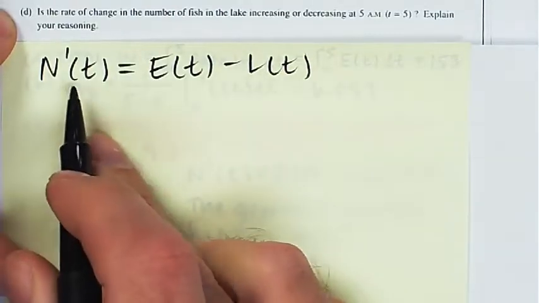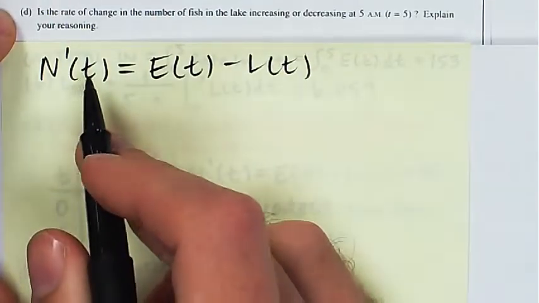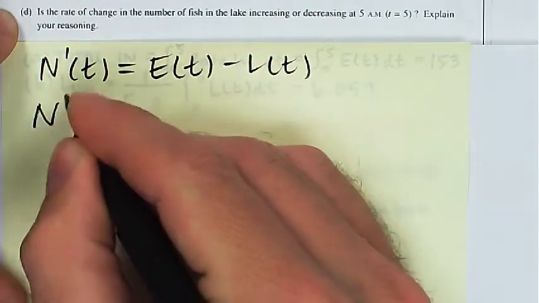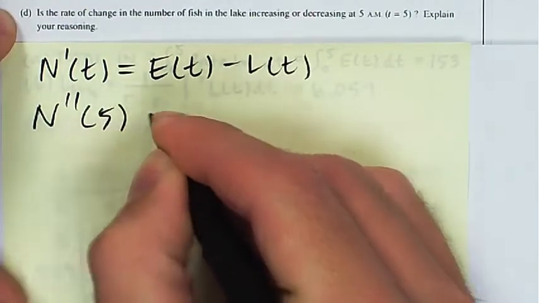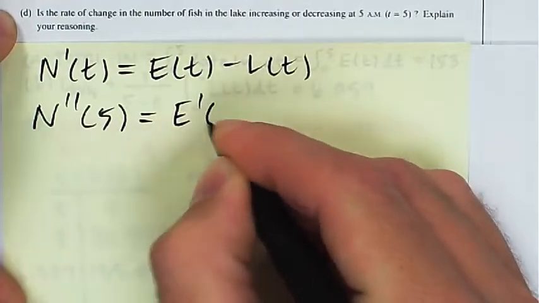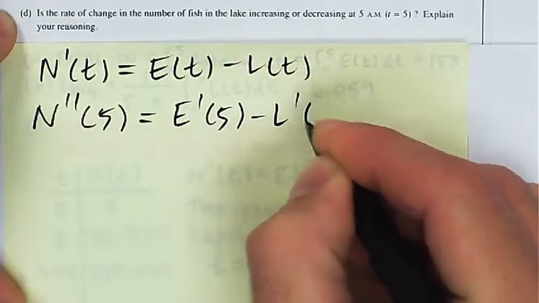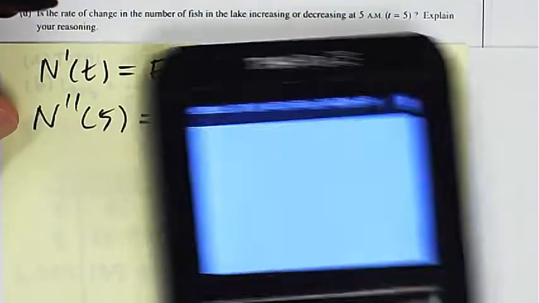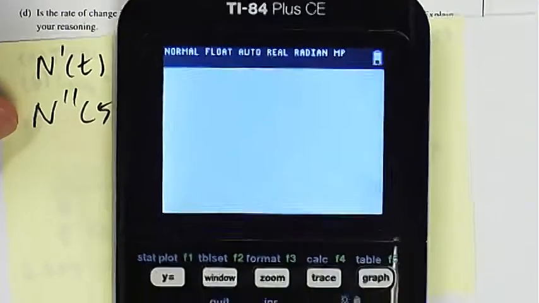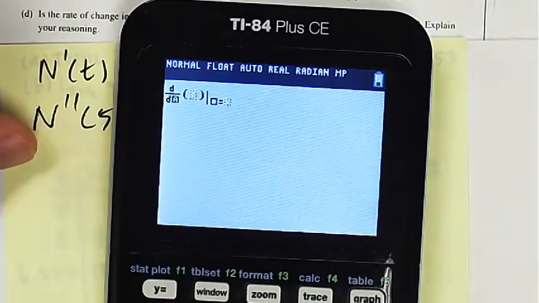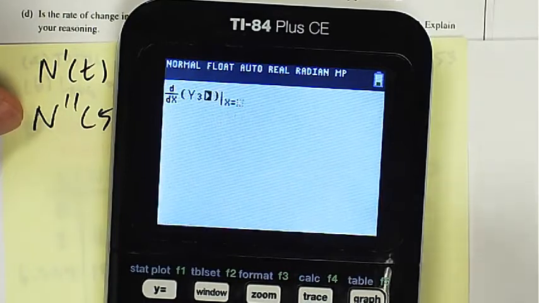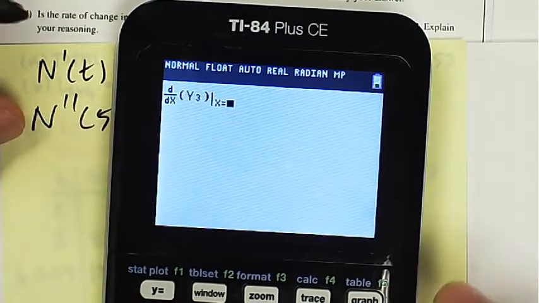And if I want to figure out whether this rate of change is increasing or decreasing, I need to take the derivative of this thing. So n double prime of 5 equals e prime of 5 minus l prime of 5. And now I could use a calculator to compute it that way. But I could also know it's just going to be the derivative of y3 at time t equals 5. So I'm going to call for the derivative using math 8. Take the derivative of the rate of change to see if that rate of change is increasing or decreasing.